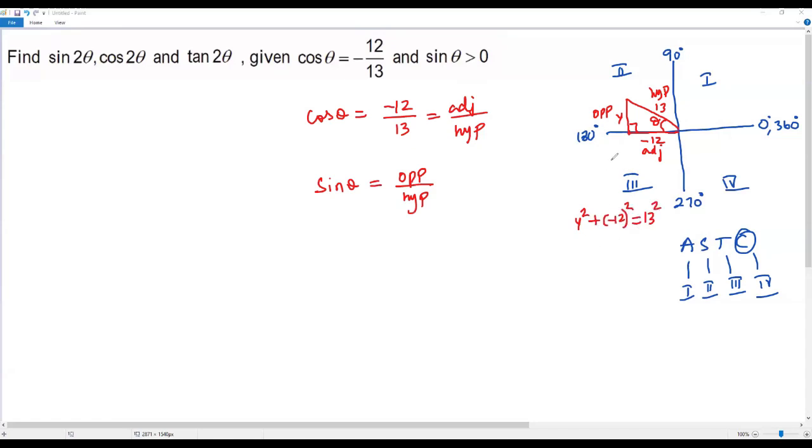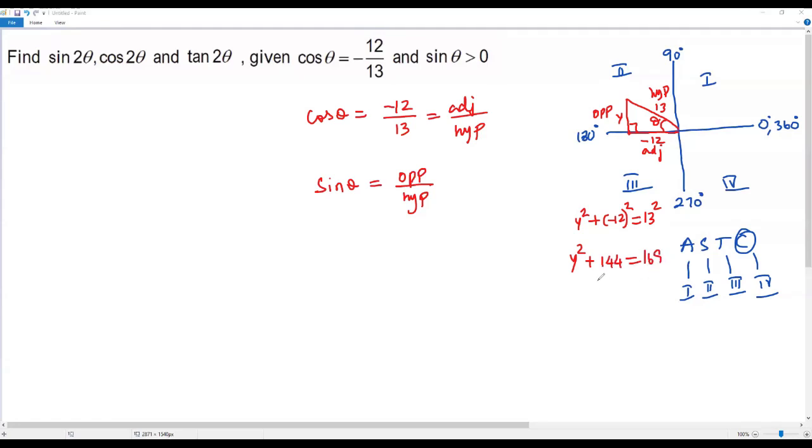In a right triangle, the sum of the squares of the two legs must be equal to the square of the hypotenuse. This is said by the Pythagorean theorem. So I just use the Pythagorean theorem. I have taken the square of the opposite side, the square of the adjacent side, and added them on the left side. It must result in the square of the hypotenuse. Now let's solve for y, which represents the opposite side. So y squared, when I take the square of negative 12, becomes positive 144, and 13 squared is 169.